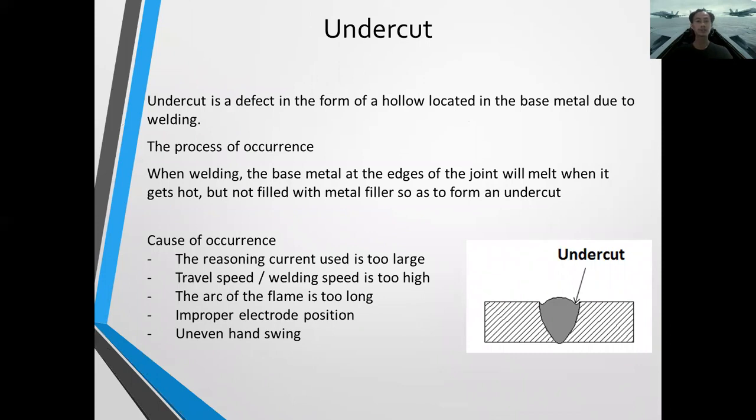Second, undercut. Undercut is a defect in the form of a hollow located in the base metal due to the welding. The process of occurrence: when welding, the base metal at the edges of the joints will melt when it gets hot, but is not filled with filler metal, so as to form an undercut. Causes of occurrence: the welding current used is too large, travel speed or welding speed is too high, the arc is too long, improper electrode position, and uneven hand swing.